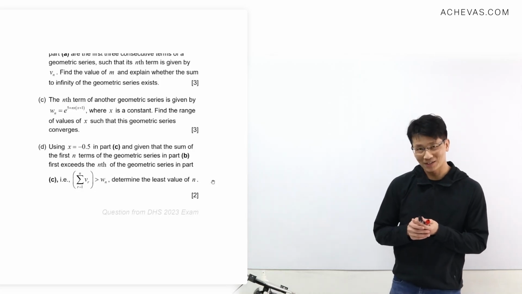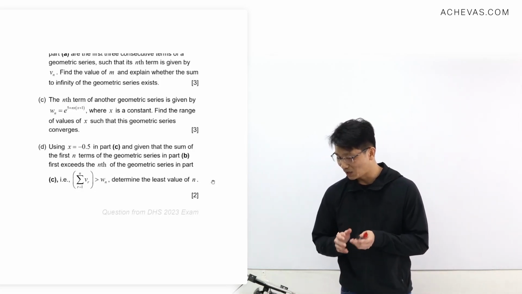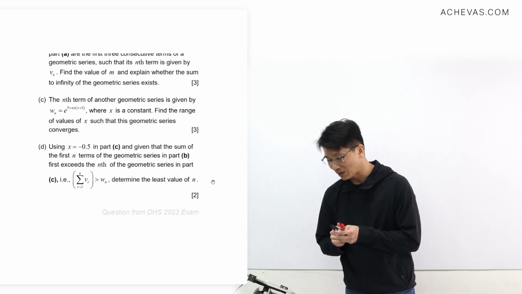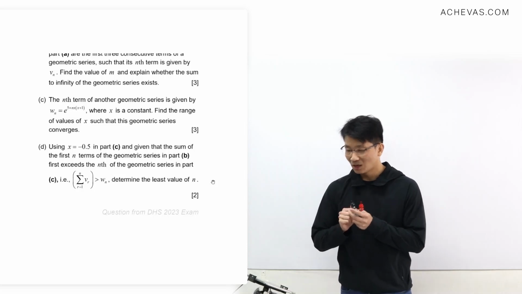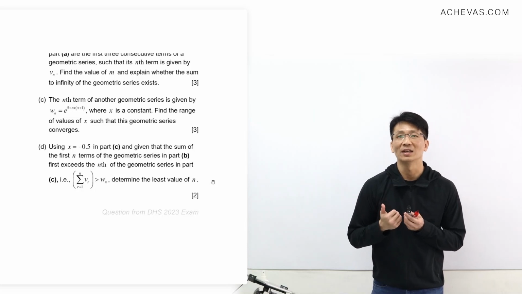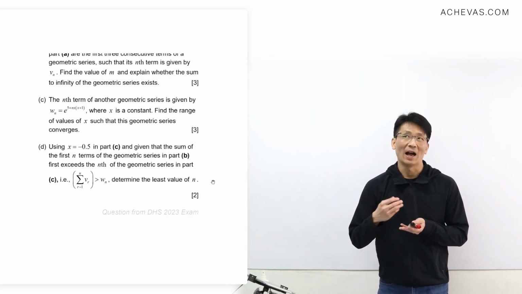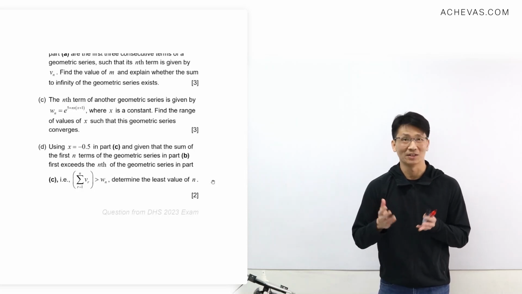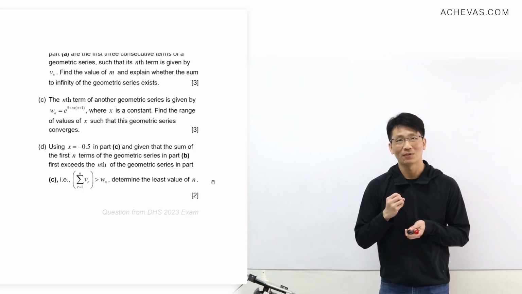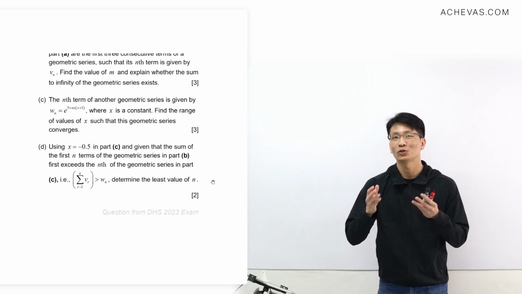Alright, let's take a look at part C of this question. The nth term of another GP is given by Wn equal to e to the power of 5 plus nx, x plus 1. Find the range of values of x such that this GP converges. Basically, when the question says that a series converges, it means that the sum to infinity does exist. If we say that the series is diverging, it means that the sum to infinity does not exist. And since this question is dealing with a GP, we know that in order for a sum to infinity to exist, the modulus of the common ratio should be less than 1.